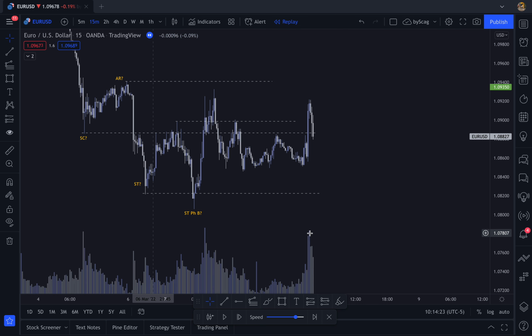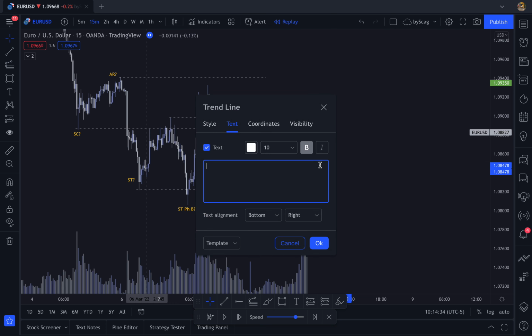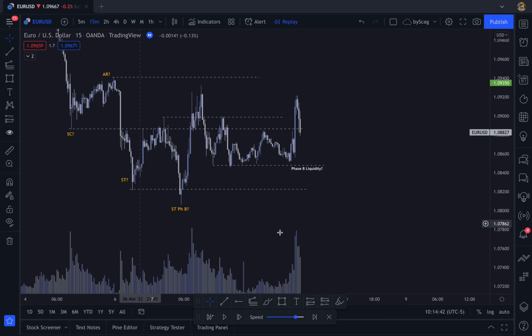We're starting to see more upticks in buying volume. You may also note that we're building up a lot of liquidity under here, so let's just say phase B liquidity. We still take note of the ST phase B down here, but we're seeing a lot of buying action come in as we test the upper ranges of this bound.